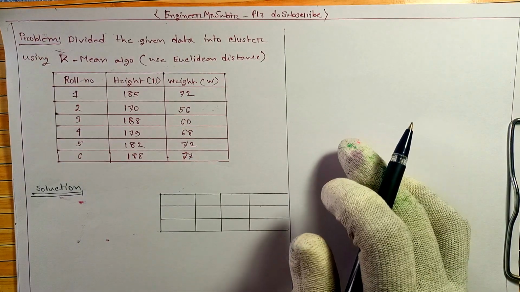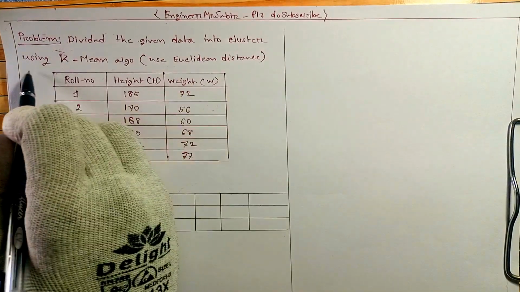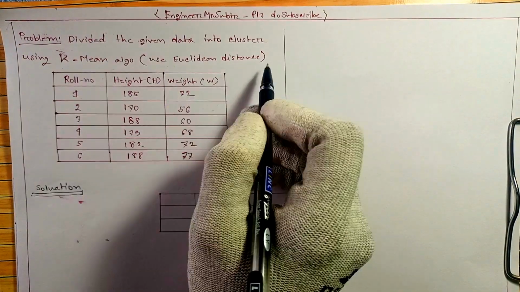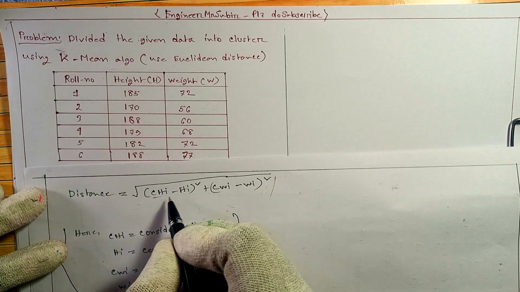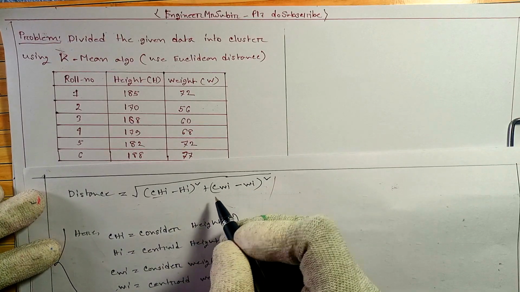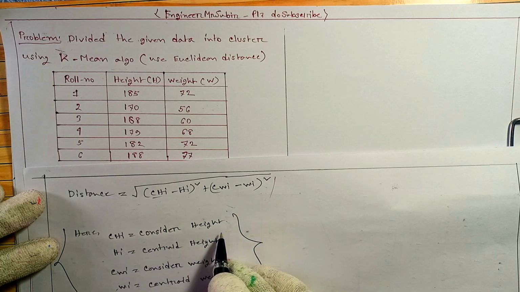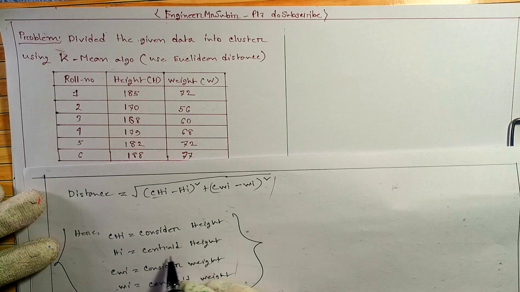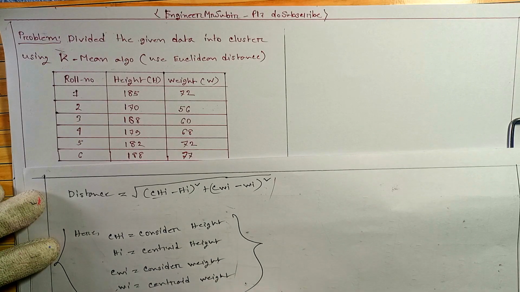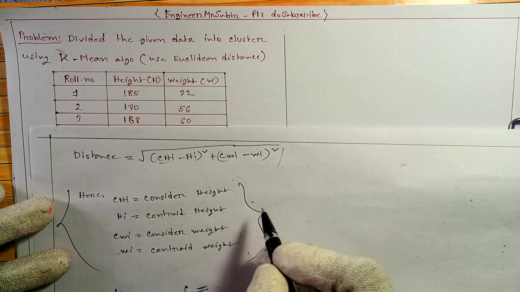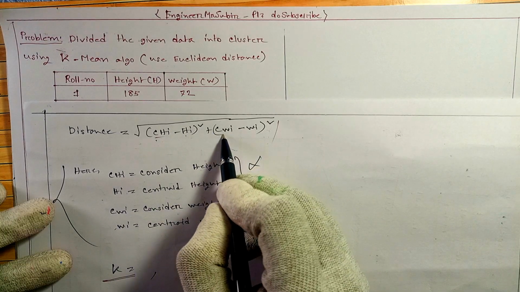So this is another problem: divide the given data into clusters using the k-means algorithm. Use Euclidean distance. The Euclidean distance formula is (hi minus hi)² plus (wi minus wi)². Here I consider h as height, c_hi as the centered height, w as weight, and c_wi as the centered weight. If you feel it is confusing, don't follow these things. You can write here (x1 minus x2)² plus (y1 minus y2)².